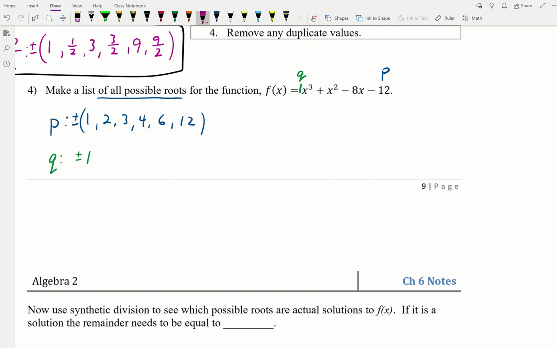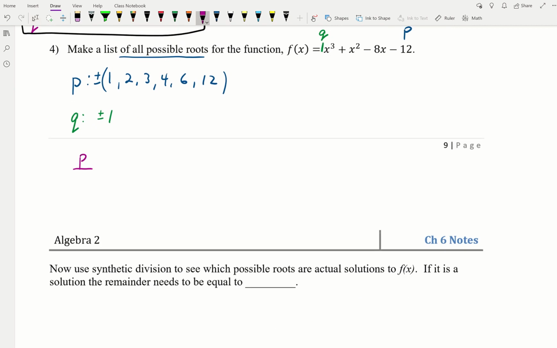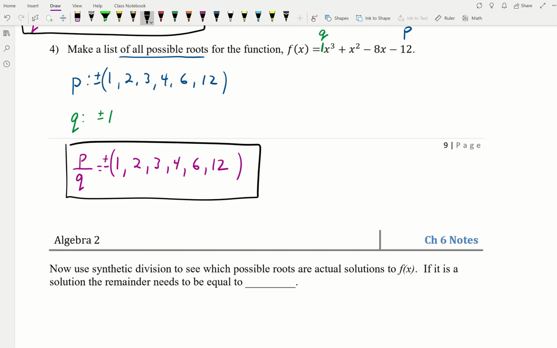So then at that point, we can go ahead and make our list of possible rational zeros, which is P over Q. So in this case, each one of these factors of P is going to be divided by plus or minus 1. So 1 divided by 1 is 1. 2 divided by 1 is 2. 3 divided by 1 is 3. 4 divided by 1 is 4. 6 divided by 1 is 6. And then 12 divided by 1 is 12. Each of those gets the plus or minus. Those are the possible rational roots. So the key is understanding what's P, what's Q, and what are the factors.